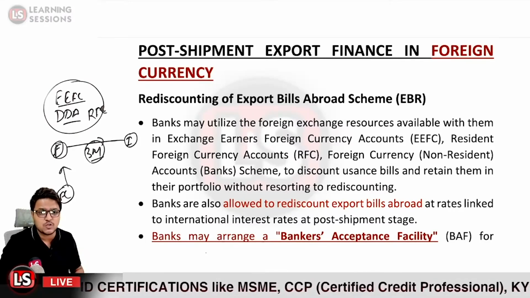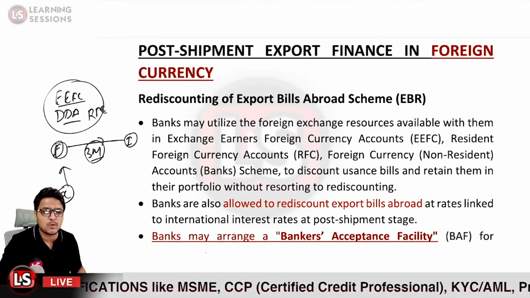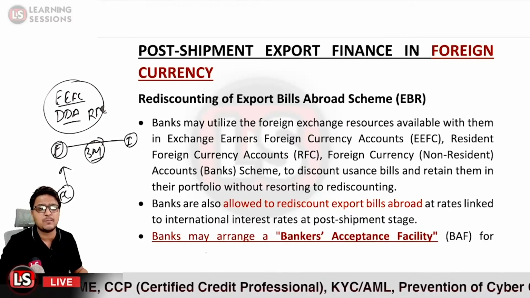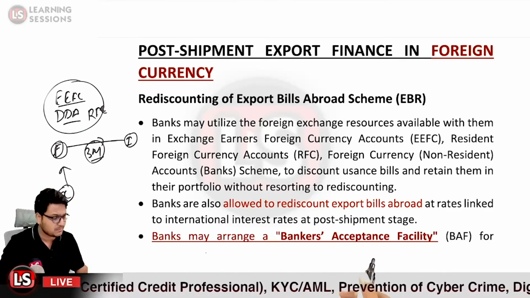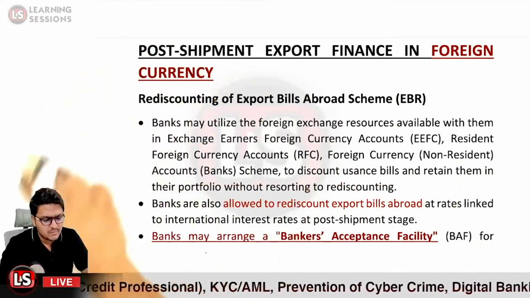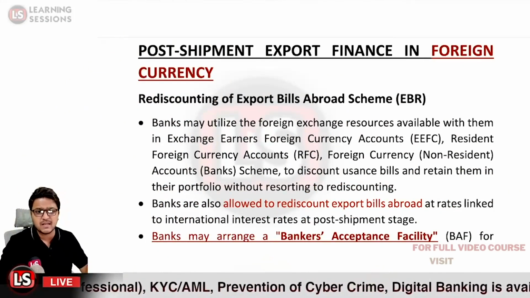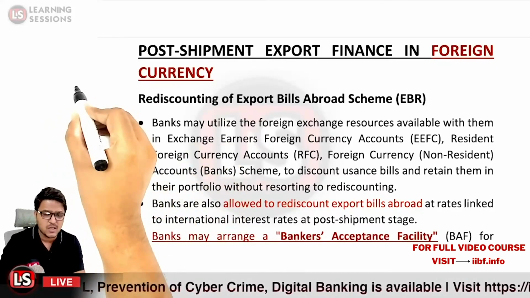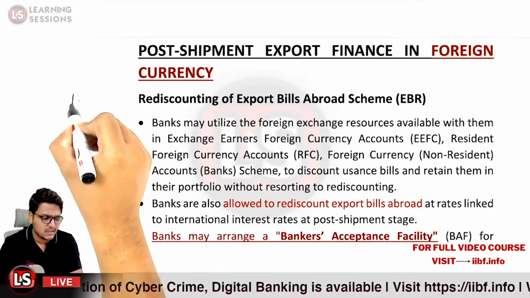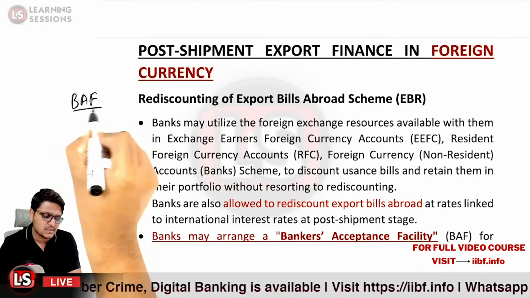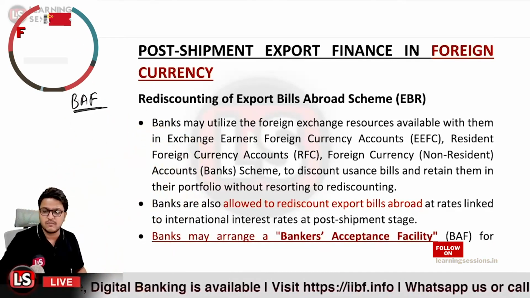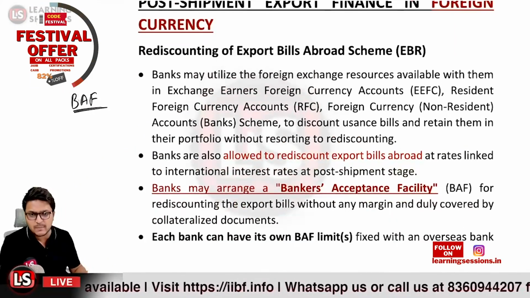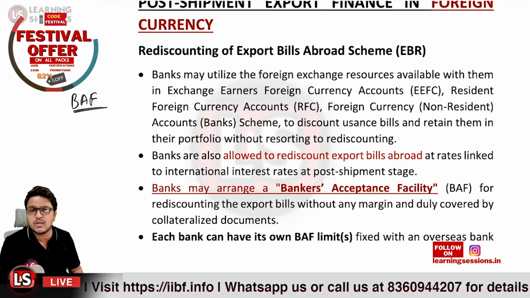And banks can also rediscount export bills abroad at a rate linked to the international interest rate at the post shipment stage. What does it mean? It means the banks can arrange their banker acceptance facility with the domestic banks or with the international banks. In that particular case, they will be rediscounting their export bills.